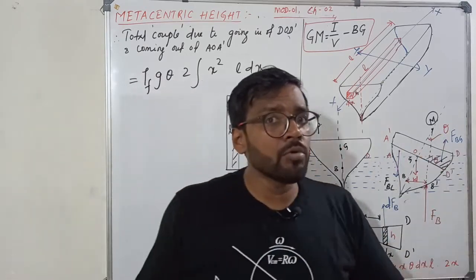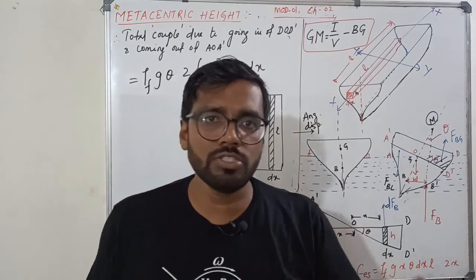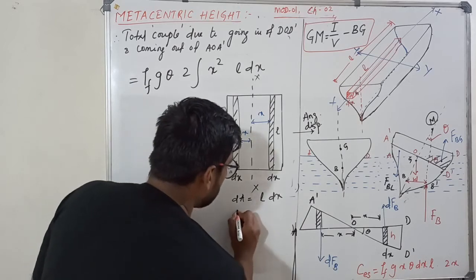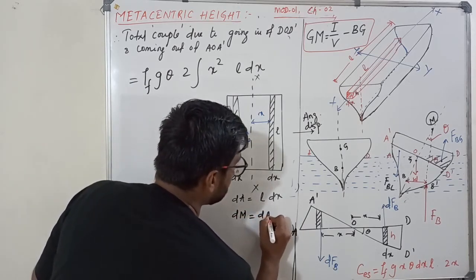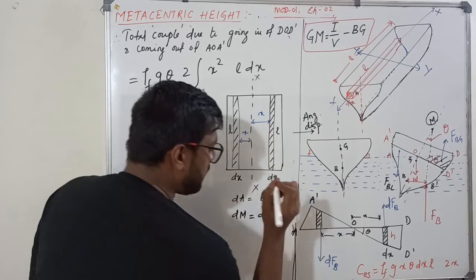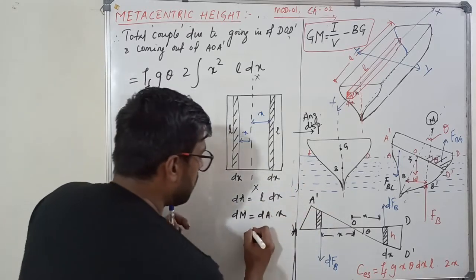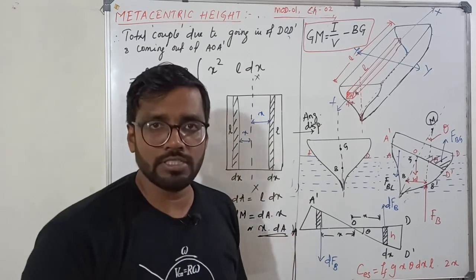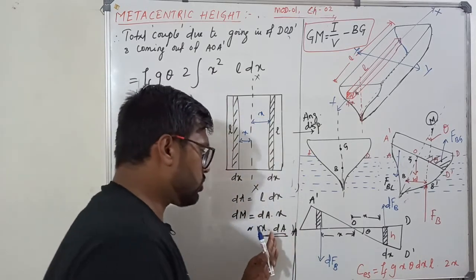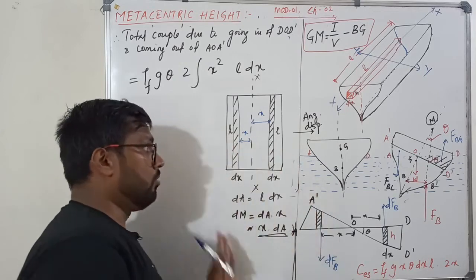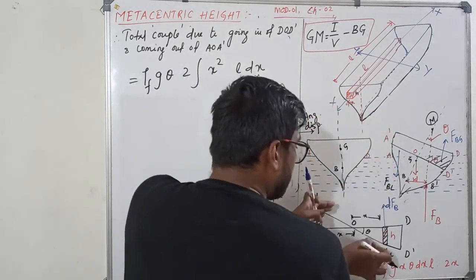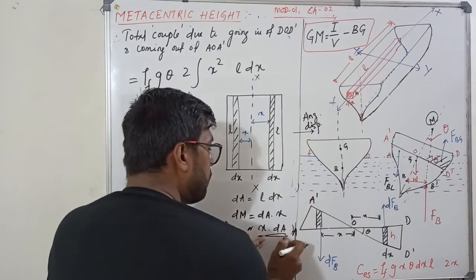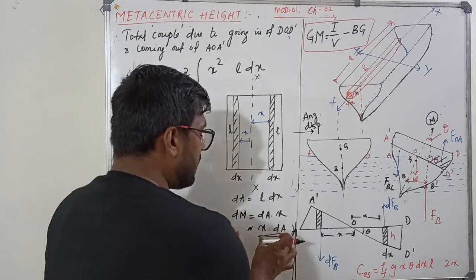Now I take area moment. See, force moment is different. Force moment is force into perpendicular distance. This I am taking as area moment. Area moment will be what? Area moment dm equal to, sir, dA into the perpendicular distance. What is the perpendicular distance? x. So x into dA. This is what? Moment. So that means for this total strip which is moving, the entire moment I am taking.